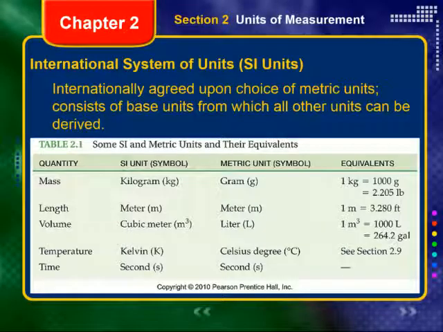Now, the international system, the SI system, is the internationally agreed upon choice of metric units. It consists of base units from which all other units can be derived. I referred to this earlier. The quantities of mass, length, volume, temperature, and time are what are known as base units, and using these by either multiplying by themselves or something else, or dividing by themselves or something else, you can derive any unit you need. Anything that you derive from these base units would be known as a derived unit.